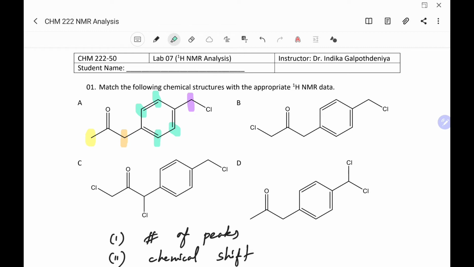So in this structure, how many peaks are you expecting? You are basically expecting 4 peaks: 3 peaks for the CH3, CH2 and CH2, and then 1 peak for the benzene. Do the same for the others. You can pause the video and identify the chemically different hydrogens.